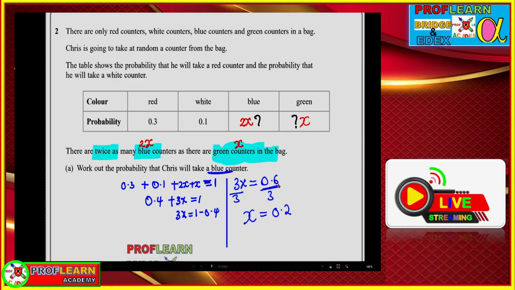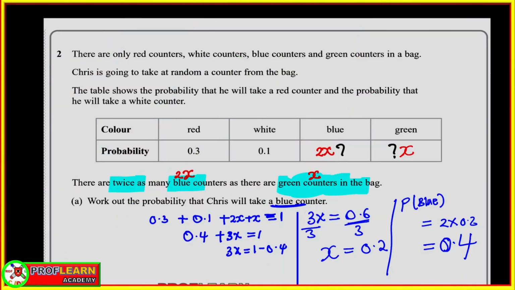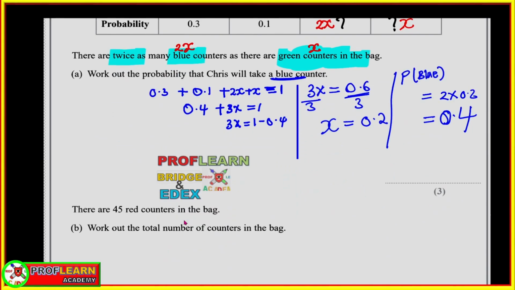So the probability of taking a blue counter, remember it was 2X. So the probability for a blue counter is going to be 2 times the value of X, which is 0.2, and that is going to be 0.4. The probability for a blue counter here is going to be 0.4. And that is exactly what you're supposed to do whenever you are given a question like this. Let's see the next question.